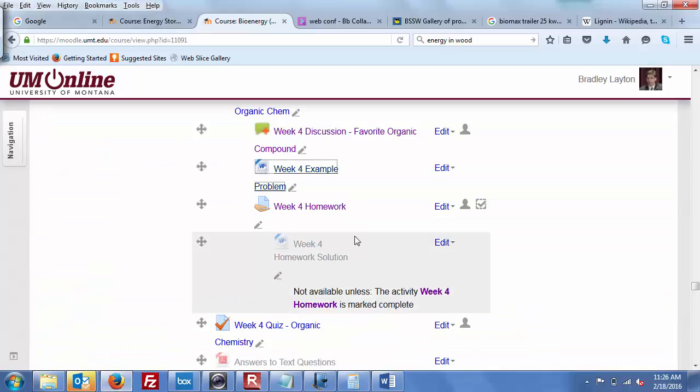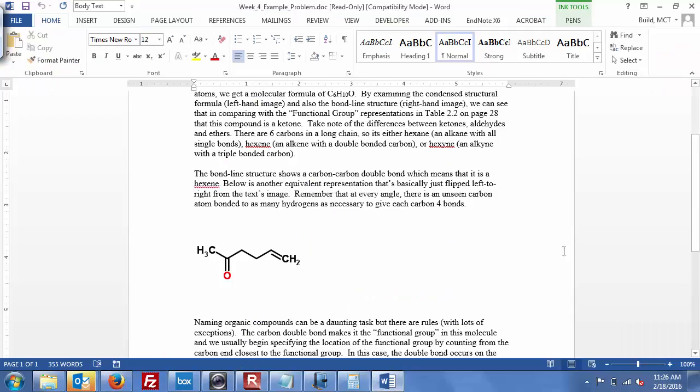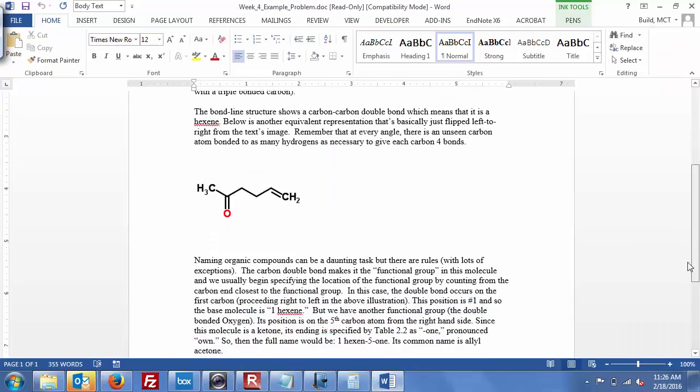Okay. What else do we need to look at this problem before my battery conks out?